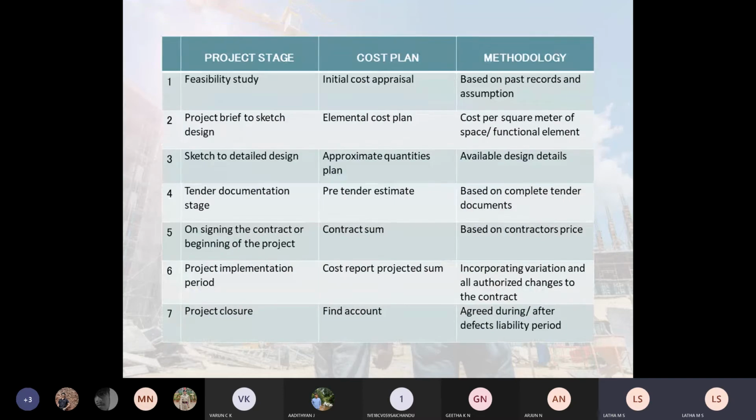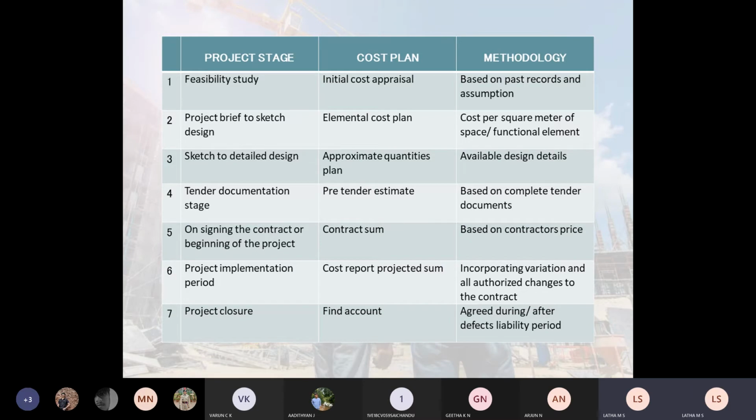So these are the strategies or things one comes across, right? Such things will really change the life of any person. So there are different phases for the project stage, cost planning and methodology.